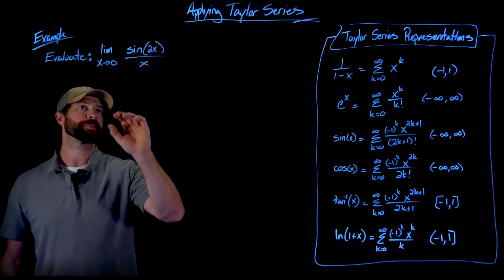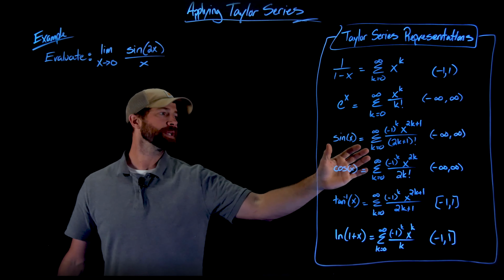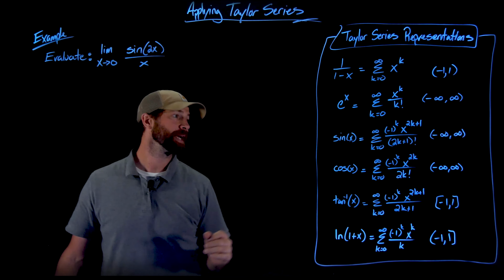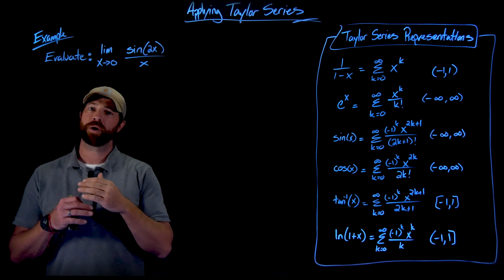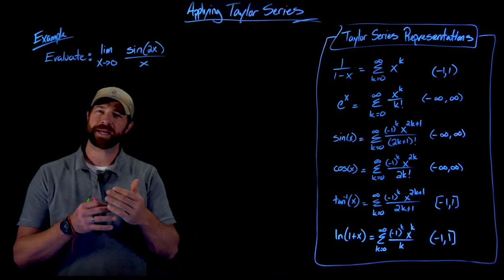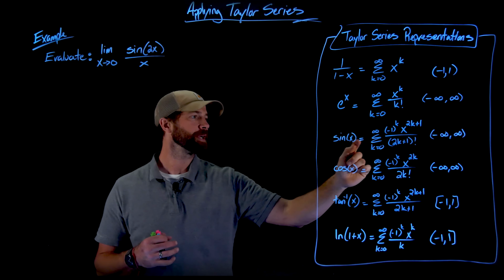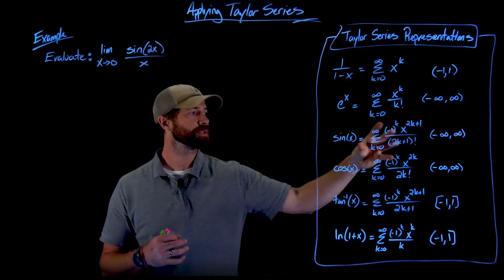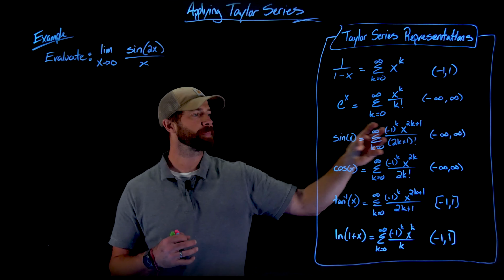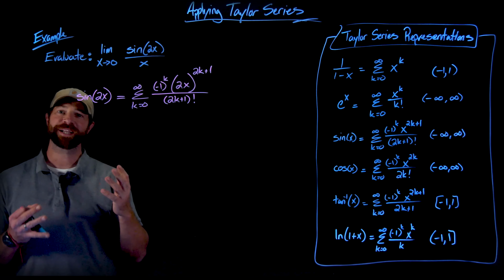First and foremost, I'm going to represent sine of 2x using the sine of x Taylor series representation. And now remember, with power series, we're allowed to compose these powers of x with these coefficients. And so I'm allowed to plug this 2x in for here and here. And the result will be a power series representation of sine of 2x. So I'll write that out real quick.